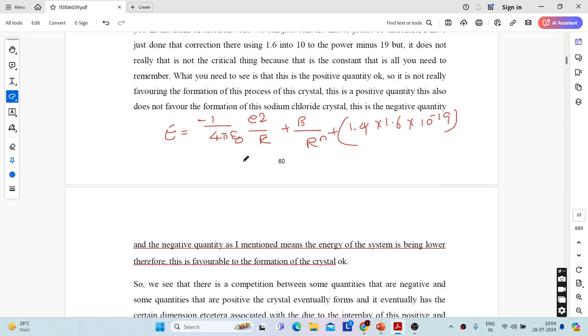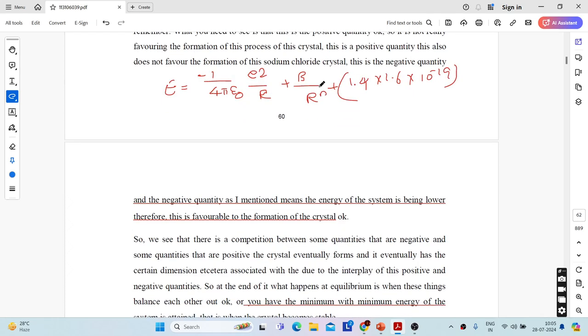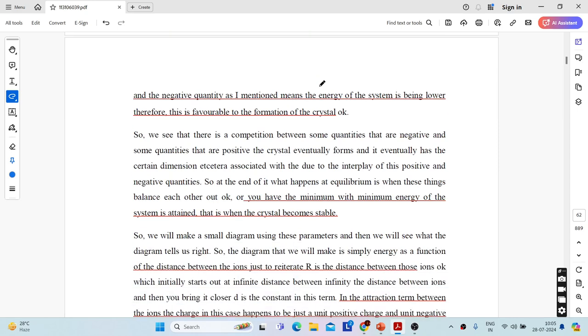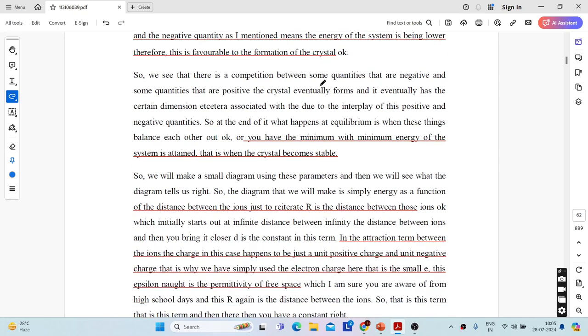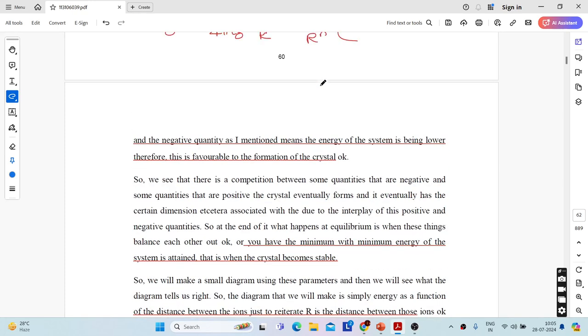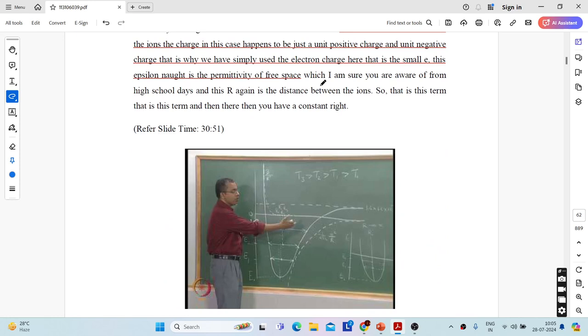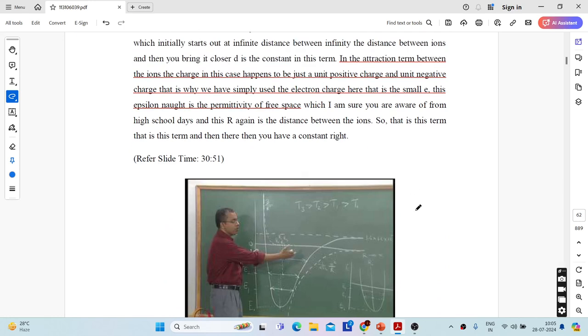So there will be total energy in this form: minus 1 over 4 pi epsilon 0 times e squared by r, plus B divided by r to the power n, plus 1.4 into 10 to the power 1.6 into 10 to the power minus 19 joules. So this is the total energy of the system. When the system attains minimum energy, then that crystal will be more stable. Here r is the distance between those two ions, and we can plot that; this diagram will explain the remaining part.